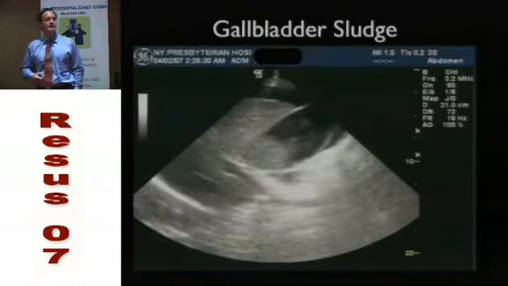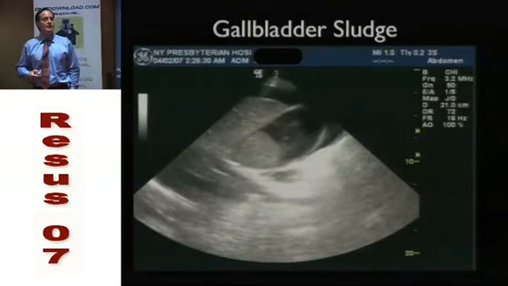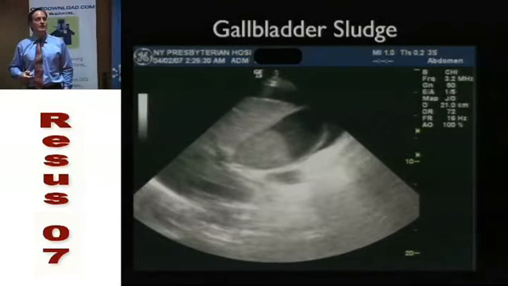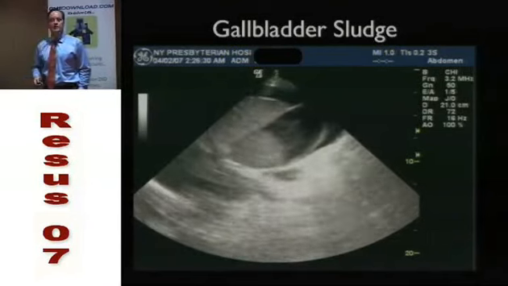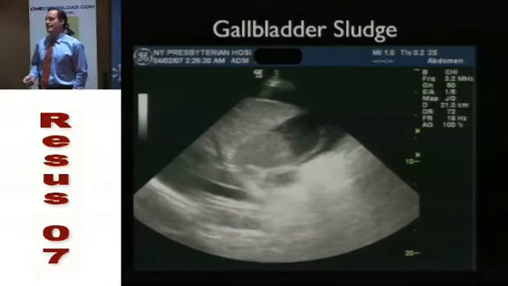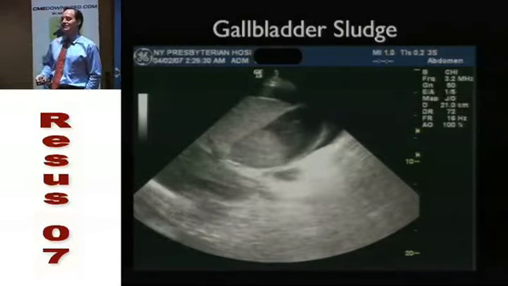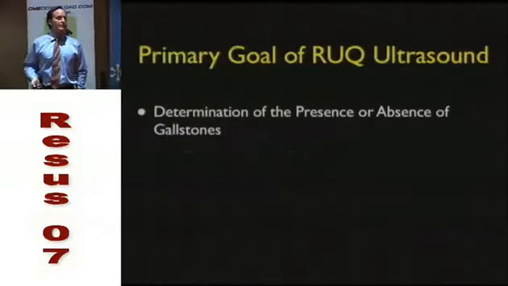Here's a clip of some sludge. You guys see this right here? Here's the gallbladder. Okay, there's the liver. And notice it's got kind of a fluid level. And you can see a little bit of the sludge up here. Notice that it doesn't shadow. Okay, that's very important. It doesn't shadow, but that is sludge. And given the right amount of incubation, like a fine wine, okay, that is going to turn into gallstones.